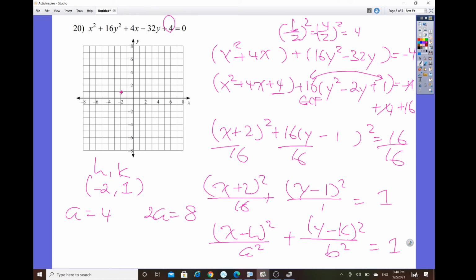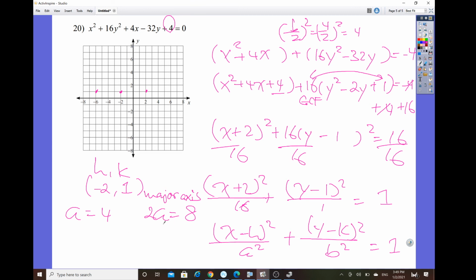So that means from the center, we count 4 units to the right: 1, 2, 3, 4. And then 4 units to the left. So negative 2 minus 4 is negative 6. So the major axis is the distance from one endpoint to the other endpoint, so it's 8. Again, this one is just the major axis.